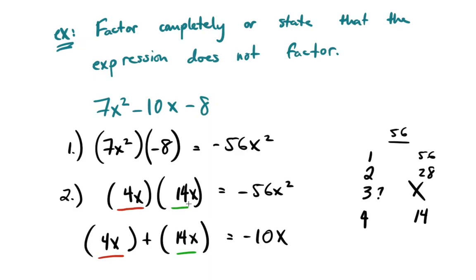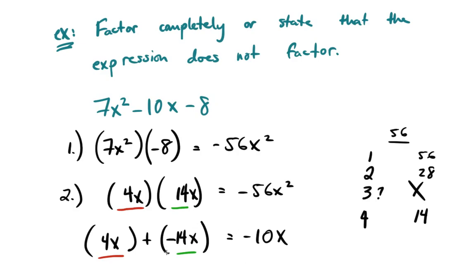Right, so the green term is 14x, red term is 4x. But we've ignored so far the fact that we need these negatives. In fact, neither of these is even true yet. So we need one of them to be negative, but hopefully you can figure out, based on these two numbers, what we need to be negative. In particular, this negative 10x.